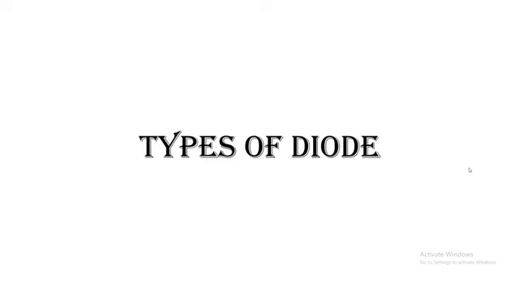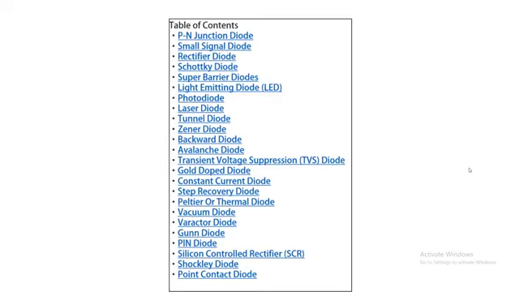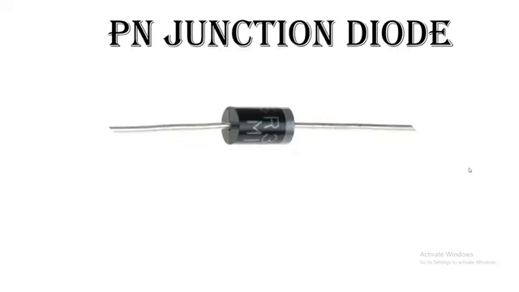How many types of diodes are there? There are more than 20 types of diode. The list is here: the PN junction diode, small signal diode, rectifier diode, and more. The first type of diode is the PN junction diode. The PN junction diode is the most commonly used diode. It looks like this, and we use this diode in every circuit.